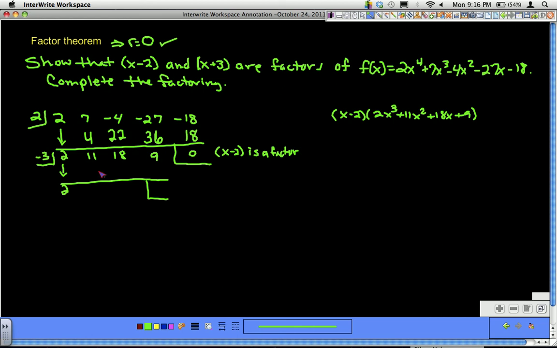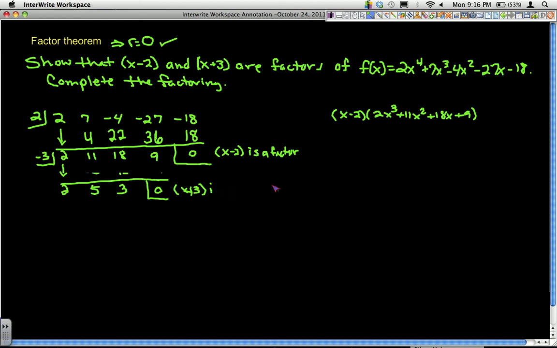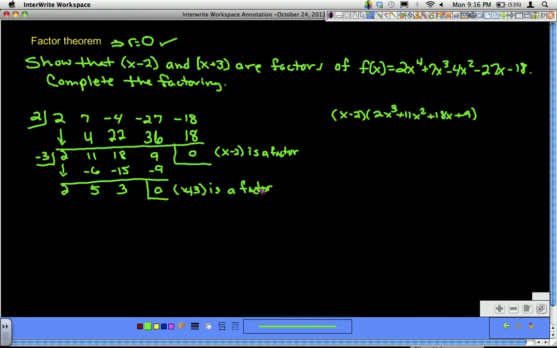So negative 3 times 2. Add those up. Negative 3 times 5. Add those up. Negative 3 times 3. Add those up. Another 0 means, in this case, x plus 3 is a factor. Now my writing's getting sloppy. All right.